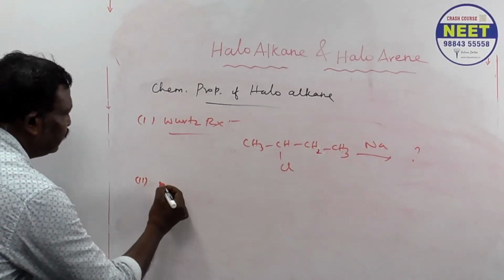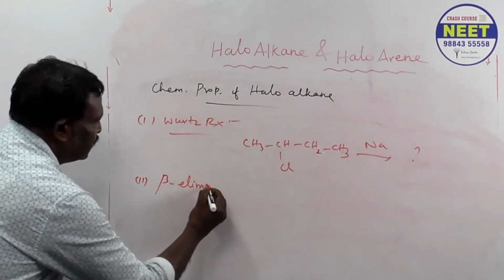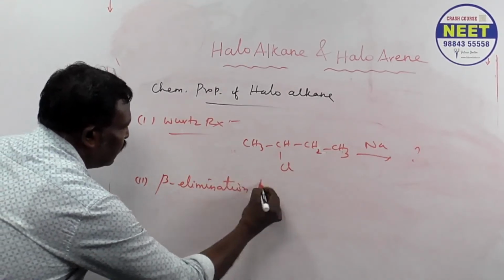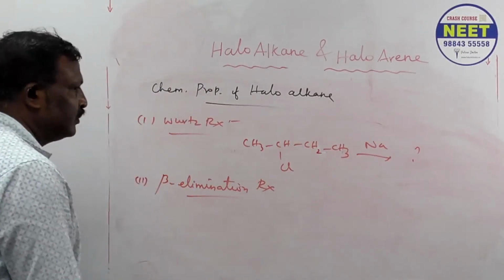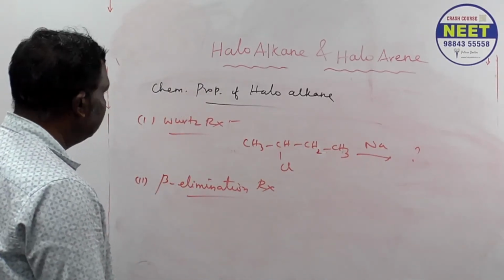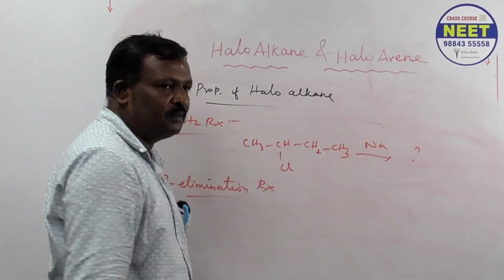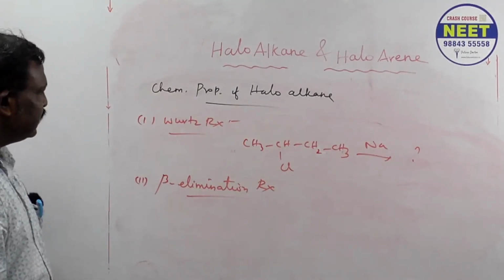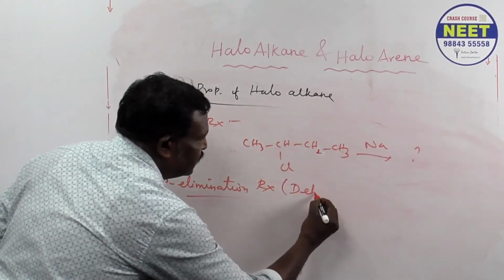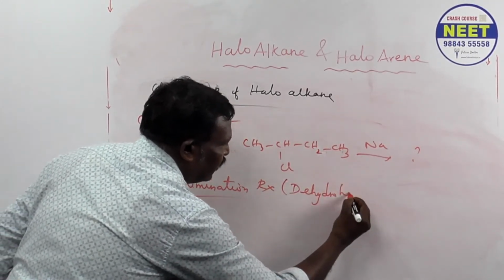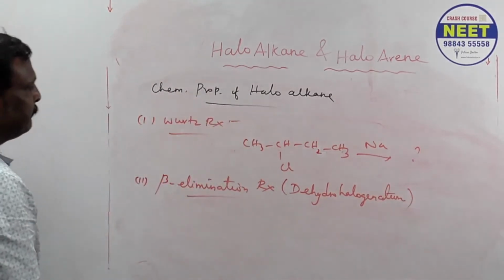Second one. Beta elimination reaction. Clear? Are you following? If you see sodium, it means Wurtz reaction, just remember, okay? Beta elimination, the other name is called dehydrohalogenation, right? Dehydrohalogenation. Okay.